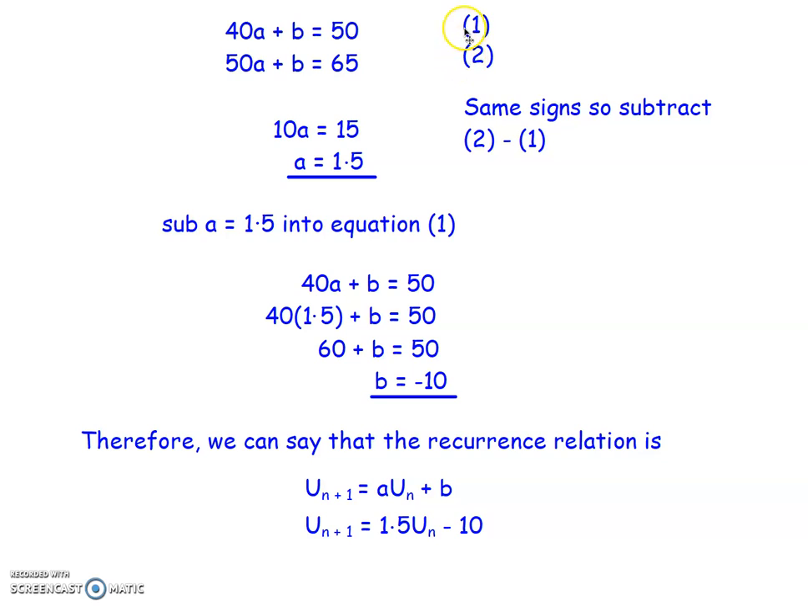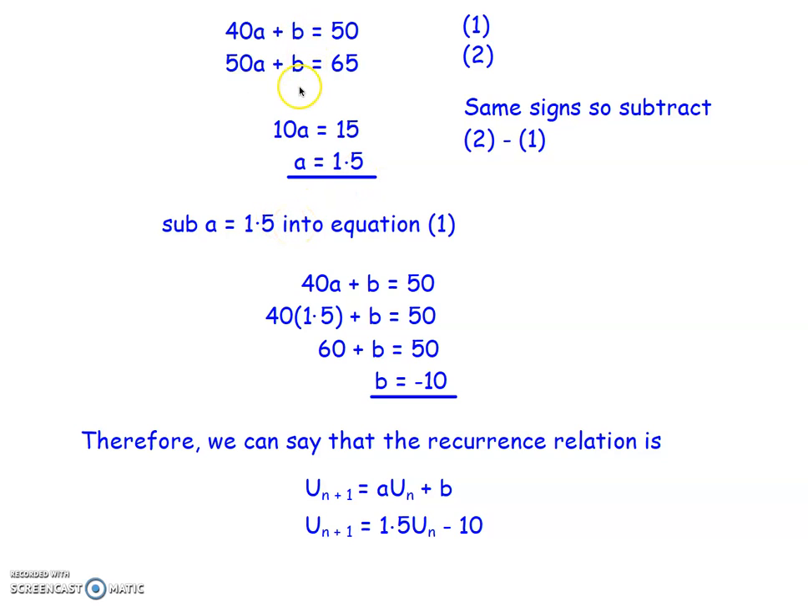If I do 2 subtract 1, 50 take away 40 is 10a. b take away b is 0, so that disappears. 65 subtract 50 is 15. That gives me 10a = 15. I divide by 10, and I'm getting a = 1.5. So my value for a in the recurrence relation is going to be 1.5.